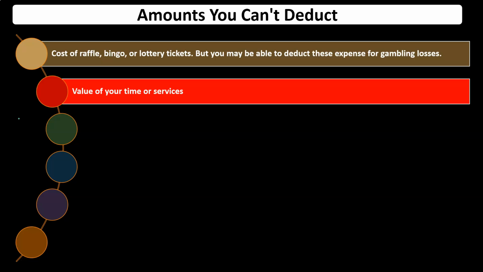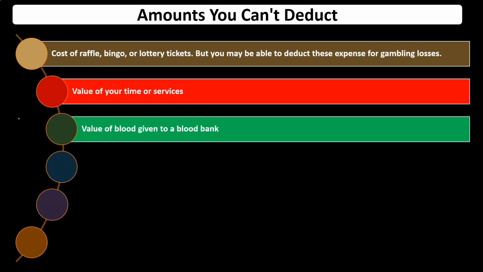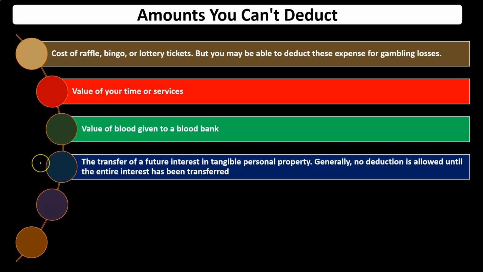Value of your time and services. So if you're giving time and services to a charity, typically if it's not going to be specialized time, like if you're doing legal work or something like that, then possibly you might be able to have some kind of charitable contribution. But if you're just serving meals or something like that, then typically you can't include the time as a charitable deduction. Value of blood given to a blood bank. So if you're giving your blood, then you don't get any deduction for the blood you gave.